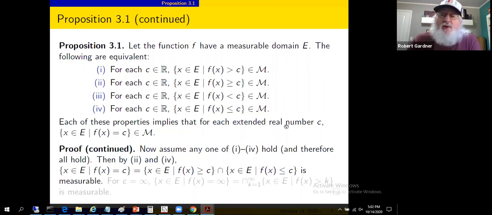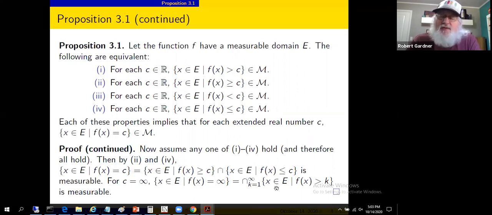To deal with the extended real number C, these do not deal with the infinity. They deal only with real numbers. So we need to deal with the C equals infinity case separately. The x values for which f of x equals infinity, we can get to that set of x values by intersecting all sets of x values for which f of x is greater than k, k equals 1 to infinity. The intersection of all those removes all finite values of a function, all x values that produce finite values, leaving us only with the extended real number stuff, the infinity.